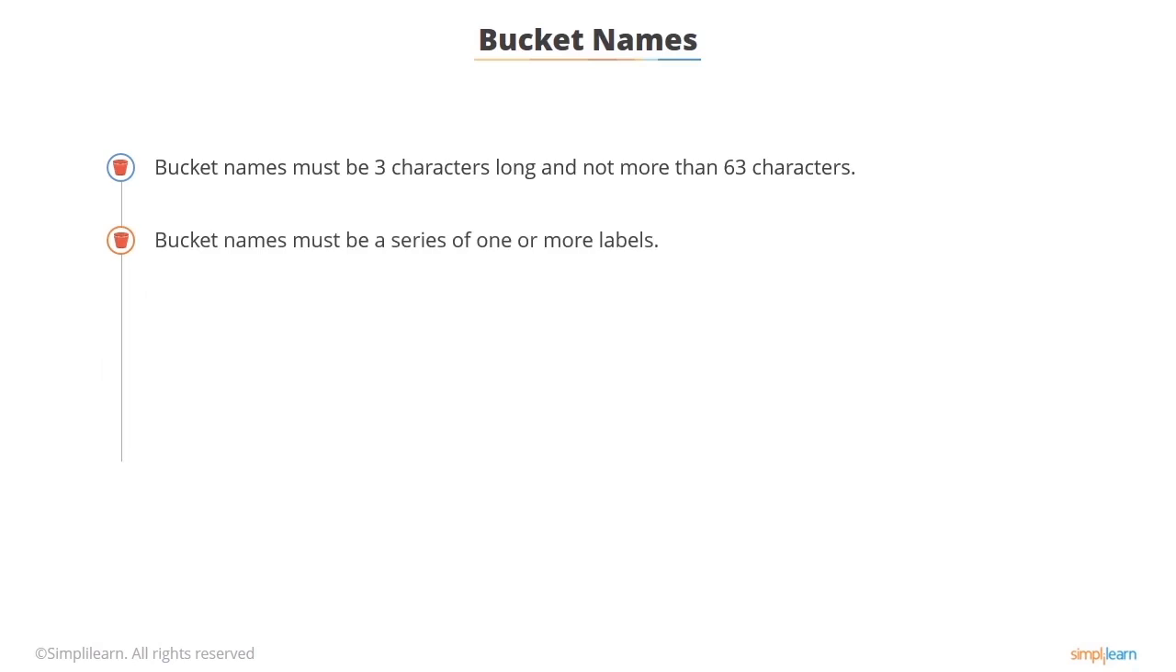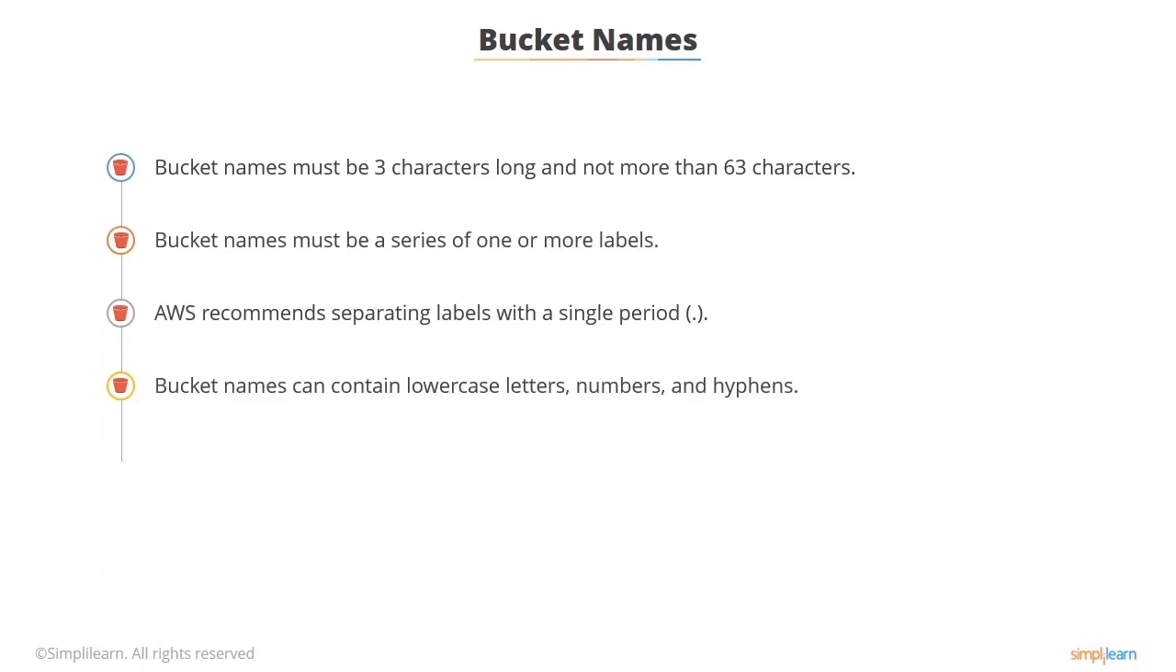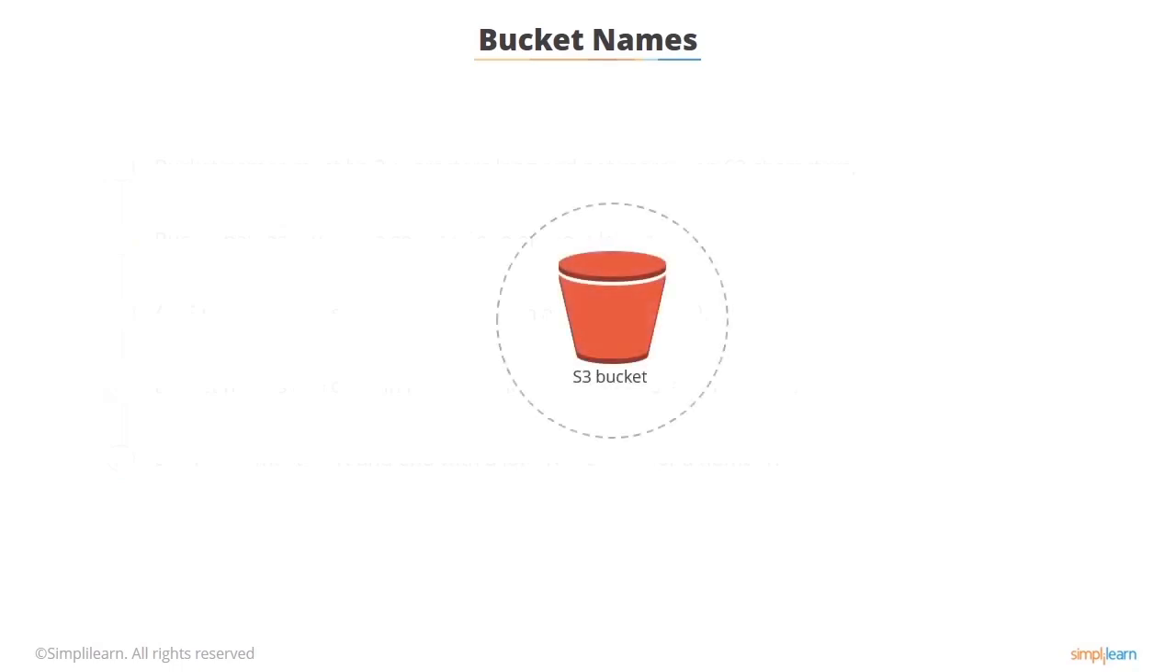Bucket names must be a series of 1 or more labels, and Amazon recommends separating labels with a single period. Bucket names can contain lowercase letters, numbers, and hyphens, and each label must start and end with a lowercase letter or a number. And here are some examples of valid bucket names. For example, my-aws-bucket, or my.aws.bucket, or my-aws-bucket.1.